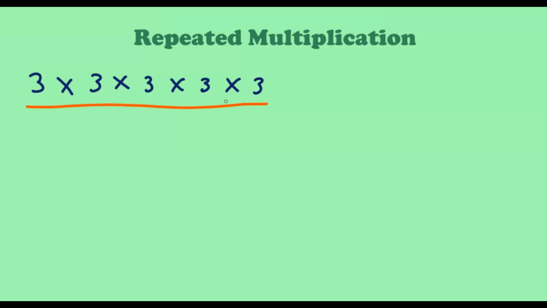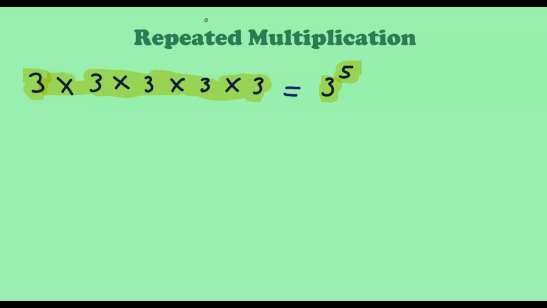For example, suppose we have the number 3, and let us multiply it by itself a total of 5 times. Now, if we have a look at this expression over here, we can see that it is quite long. Now, we can use exponents to write this in a shorter way. And we will write it like this. Now, we read this as 3 to the 5th power or 3 to the power of 5. And what this represents is that the number 3 is multiplied by itself a total of 5 times.